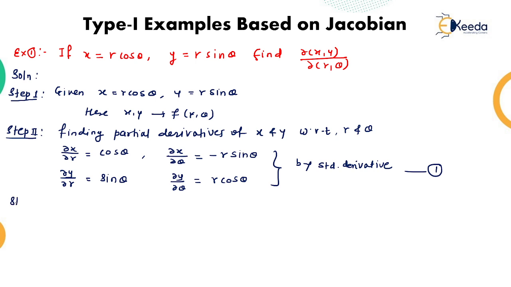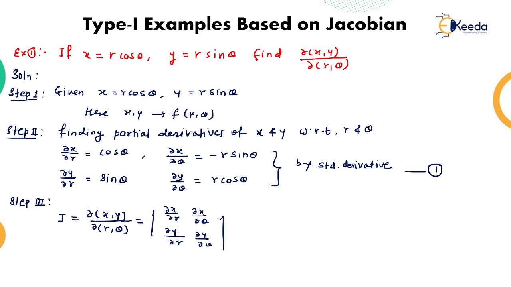Now step number 3. Follow this step: you have to calculate the Jacobian. Let J equal ∂(x,y)/∂(r,theta), since x and y are functions of r and theta. This is nothing but the determinant of ∂x/∂r and ∂x/∂theta in the first row, and in the second row ∂y/∂r and ∂y/∂theta.